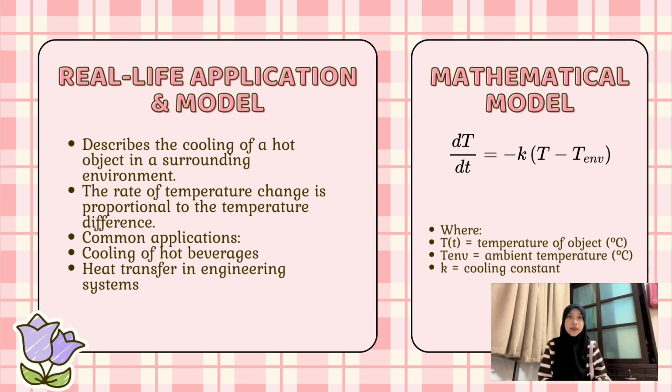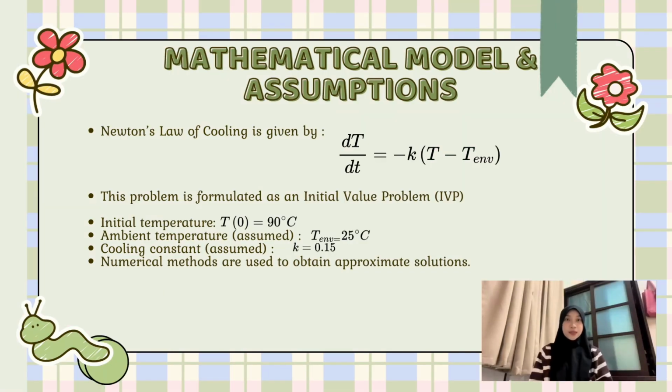This model is commonly applied in situations such as the cooling of hot beverages or heat dissipation in engineering systems. The mathematical model for Newton's law of cooling is given by the following differential equation. Here, T represents the temperature of the object, T subscript env is the surrounding or ambient temperature, and lastly, k is the cooling constant. This cooling problem is formulated as an initial value problem.